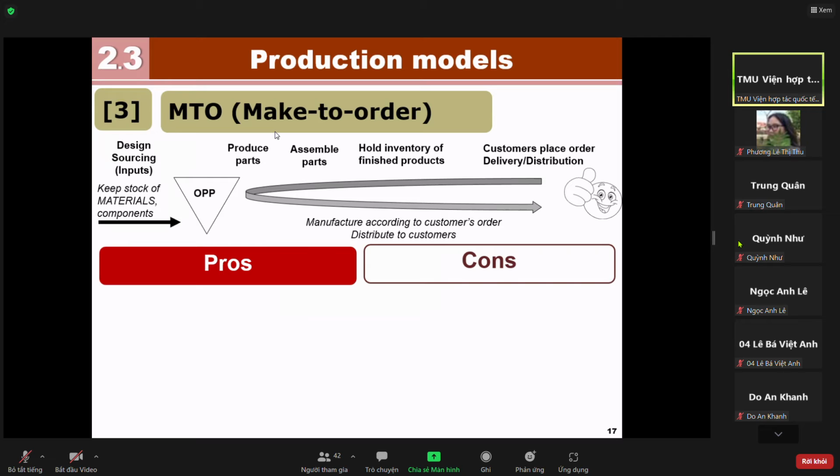However, actually, Khánh, in terms of delivery, it's not faster. When we compare the delivery of MTO with the delivery of ATO or MTS, actually the delivery is slower. Or we don't say delivery, but we say the lead time or the response time is longer because the customer has to wait longer. They wait while you produce it, you assemble it, you deliver it to the client.